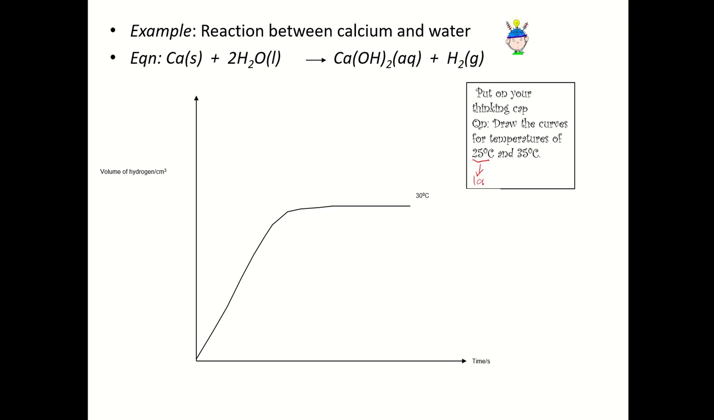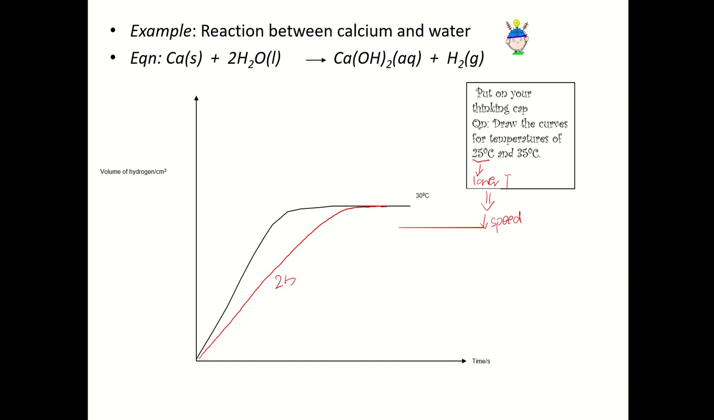So 25 means you have a lower temperature. So what will happen to speed of reaction? You have a decreased speed, right? Very good. So means you should have a gentler gradient. Because they didn't say anything about limiting reagent, we assume that the amount of limiting reagent is the same. So they should reach the same height of product formed.